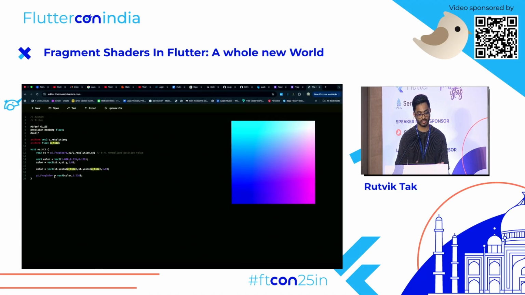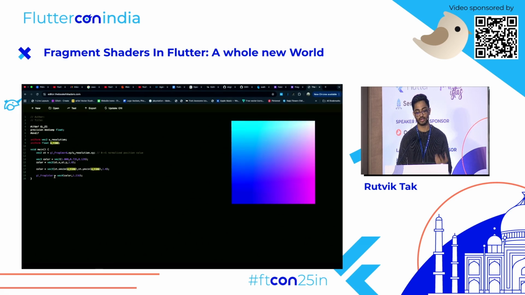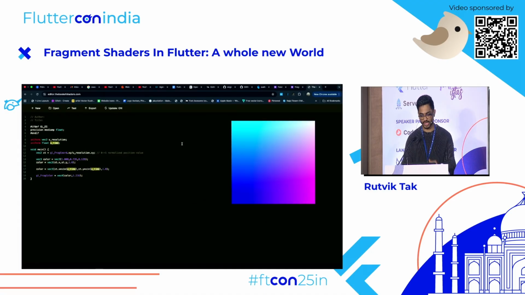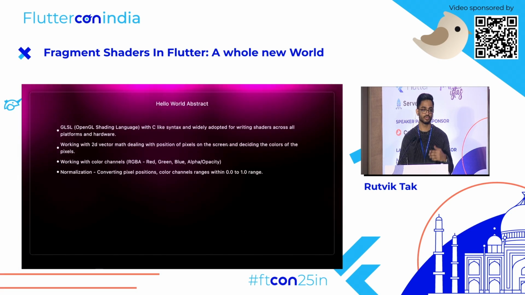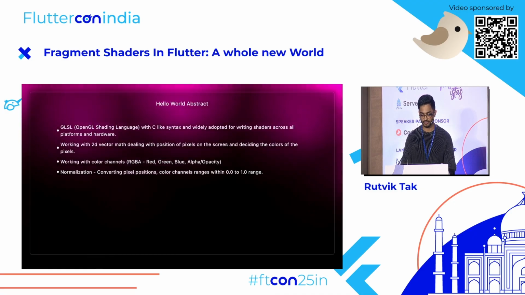So in short, this program is running for all the pixels on the screen in parallel on GPU, and you decide on the color of the pixel based on its position, however you want. So that's the basic GLSL code that we have here. Now, what we'll do is jump to the Flutter side and see how shaders can be included within Flutter.